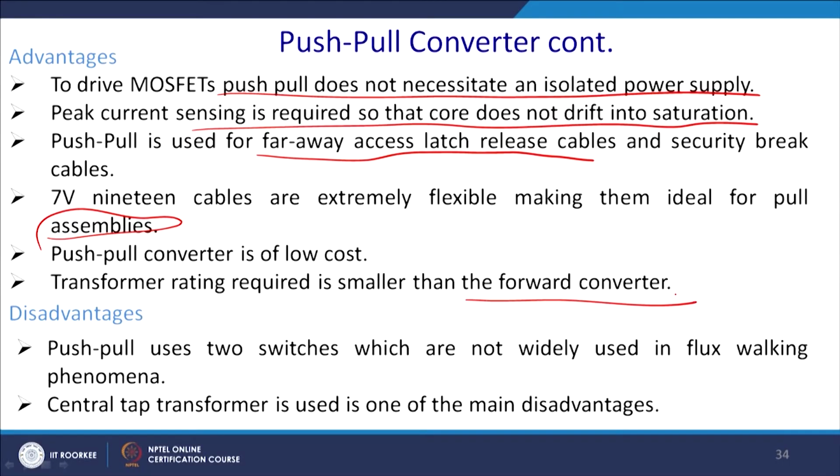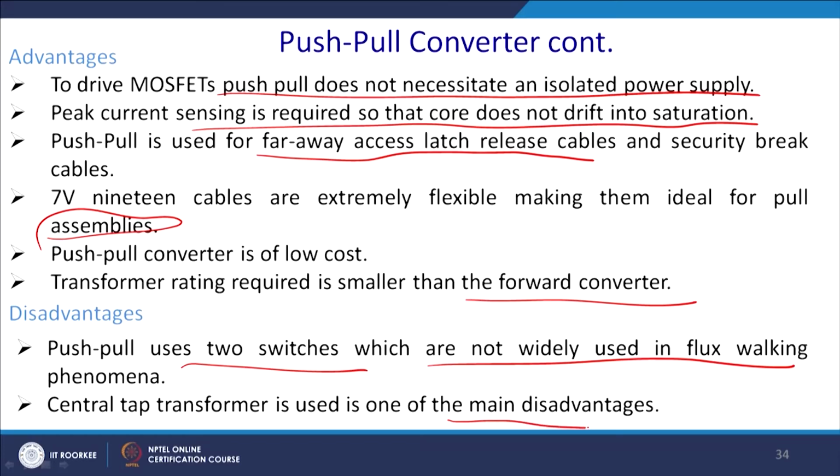The transformer rating required is smaller than for the forward converter, but the only thing you have to keep in mind is that you require an extra switch. The push pull converter uses 2 switches, and there is no flux walking phenomenon, which means flux balancing can be done. The center tap transformer is one of the disadvantages of the push pull converter, because generally we do not manufacture center tap transformers.